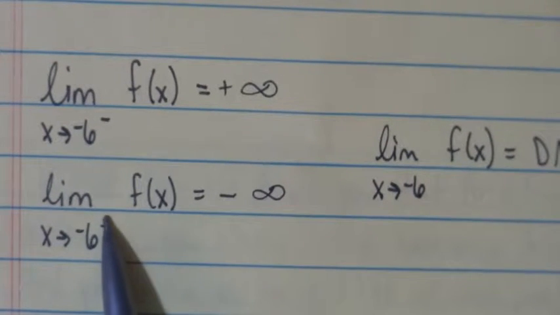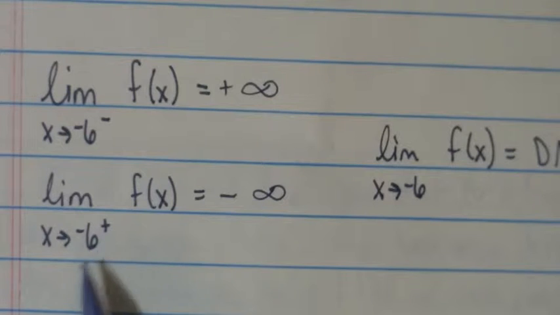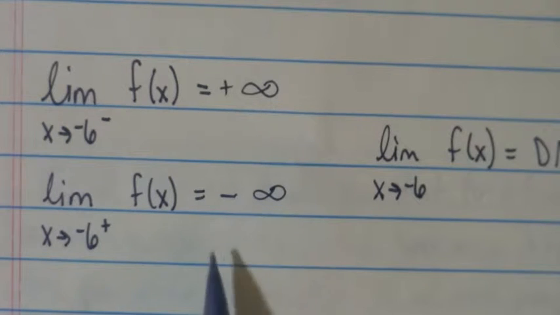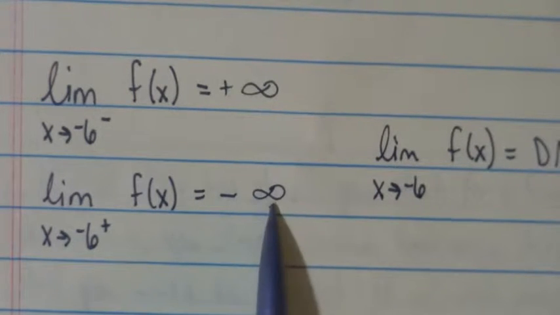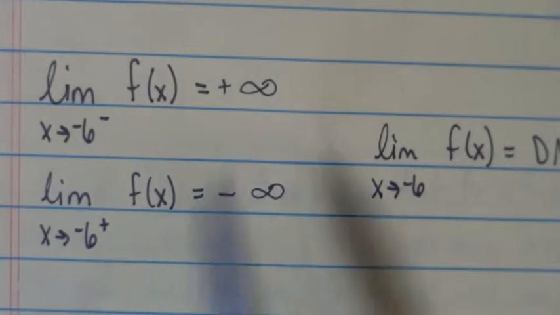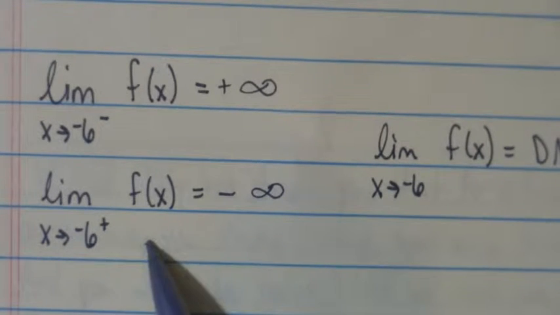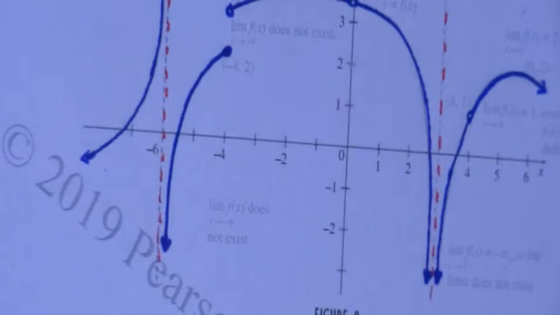Then the other superscript, denoted with the plus sign, tells us again the limit as x approaches -6 from the right, or the positive side of the graph. In this case, this tells us it's going to negative infinity. So even without looking at the graph, I can say if I'm approaching -6 from this side, my function is going to be going down forever. And we can verify that with the graph.